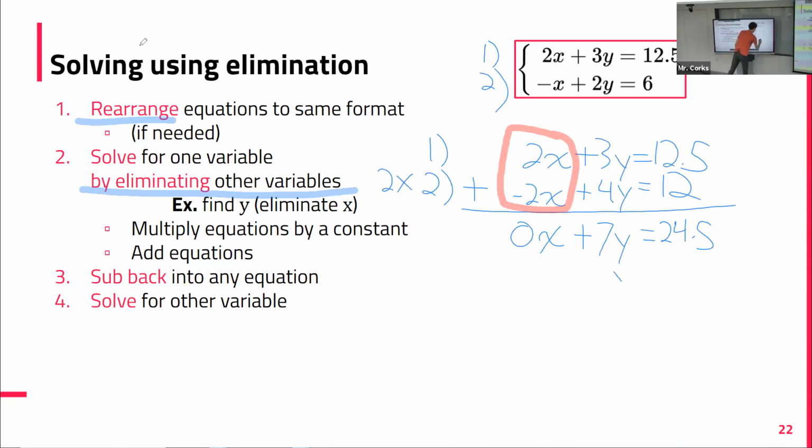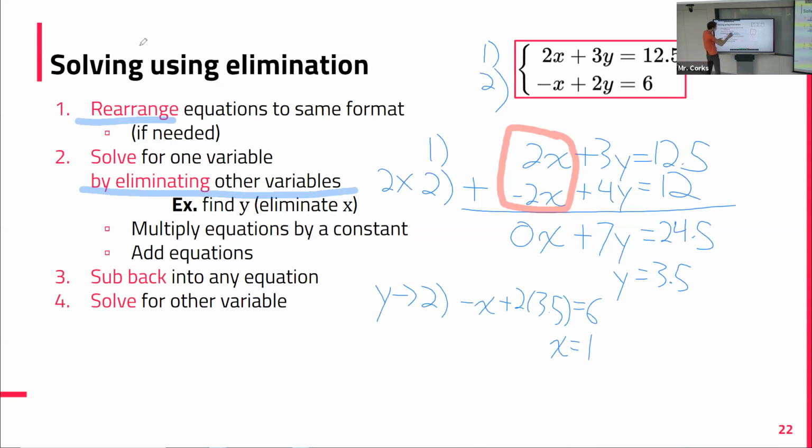I'll skip the steps here. That's our 3.5. Okay. And then from here, it's the same thing that we did with substitution. We put the y into either of the original two equations, but again, equation 2 seems a little easier. So negative x plus 2 times 3.5 equals 6. So dot dot dot x is equal to 1.